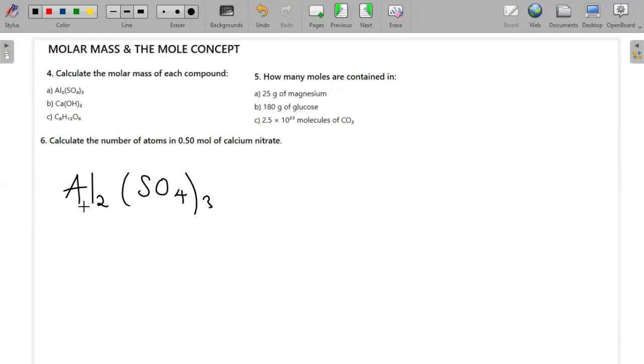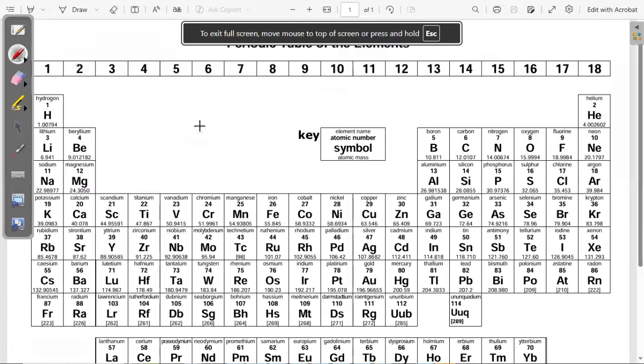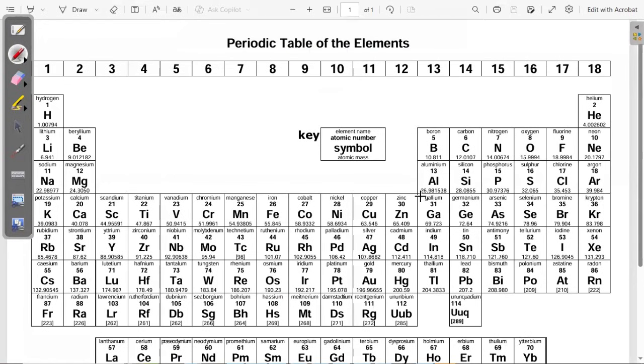So here I have aluminium, I have sulfur, and I have oxygen. So when I go to my periodic table, for the aluminium, the mass number is this one here, which is 26.981538. So you always round off the molar mass to 2 decimal places. So if I round this off, my molar mass for the aluminium will just be 26.98. So this is what I'll be using in my calculations.